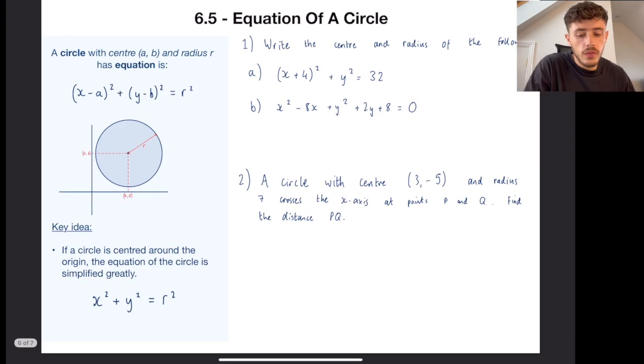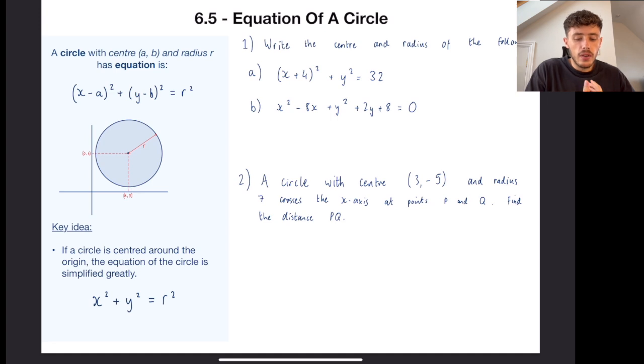On to 6.5, which is the equation of a circle. So this might be something that is fairly new to most of you. At a top level GCSE, you would have touched on the equation of a circle, but only in situations where the circle is based around the origin, so the centre is 0, 0. That equation looked like x squared plus y squared equals r squared, where r is the radius of the circle.